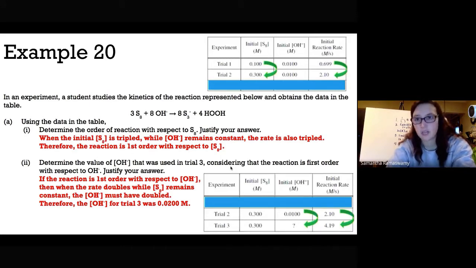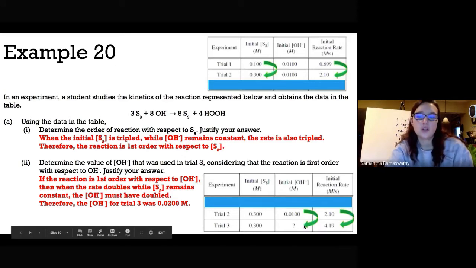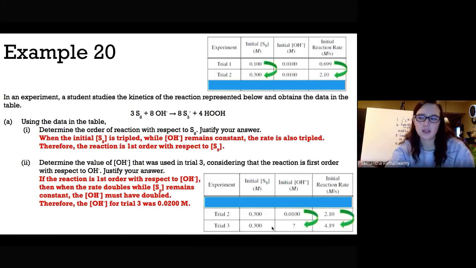That's a fine justification. And then part 2, determine the value of OH minus that was used in trial 3. So if we know that OH minus is first order, I'm going to look between trial 2 and trial 3 because that's where S8 remains constant. Now, after I talk about this way, I will talk about another way that you could solve it. It would be a little bit more work, but I'll explain the other way.